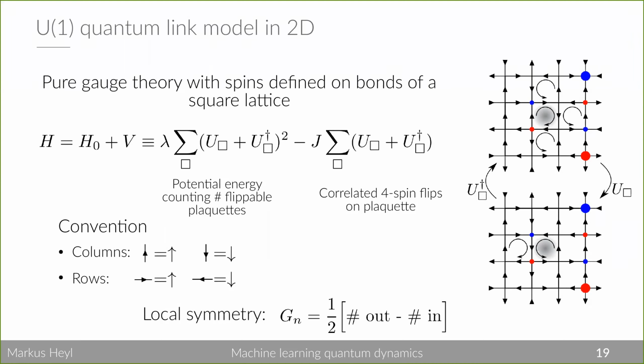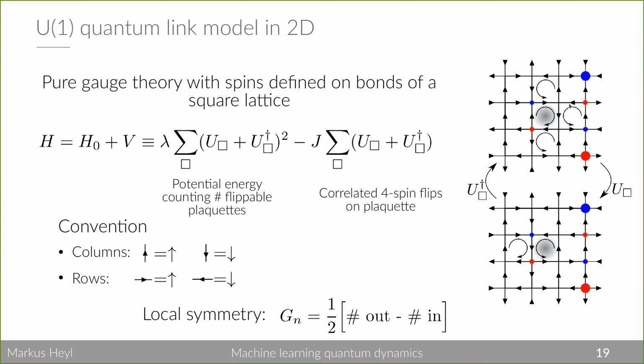Within that gauge theory, we consider a square lattice as depicted here on the right-hand side. We have spin 1/2 degrees of freedom living on the links of this lattice. So here, here, here, and here, for instance. We use the following convention: when we look at the columns, an arrow pointing upwards means spin up, and an arrow pointing downwards means spin down. That's simple. Now, on the rows, a spin pointing to the right we identify with spin up of the spin 1/2 degree of freedom, and a spin pointing to the left we call spin down.